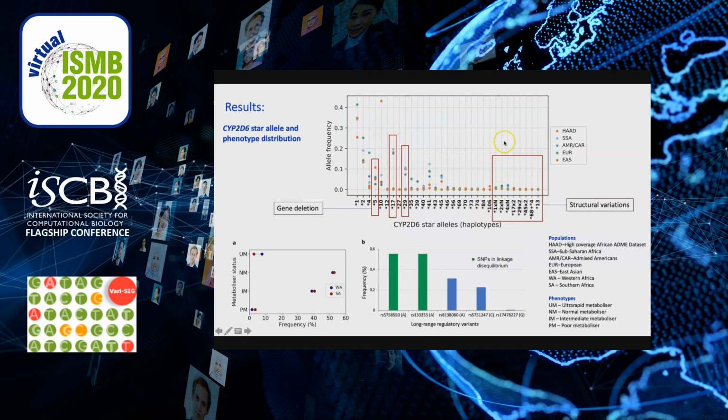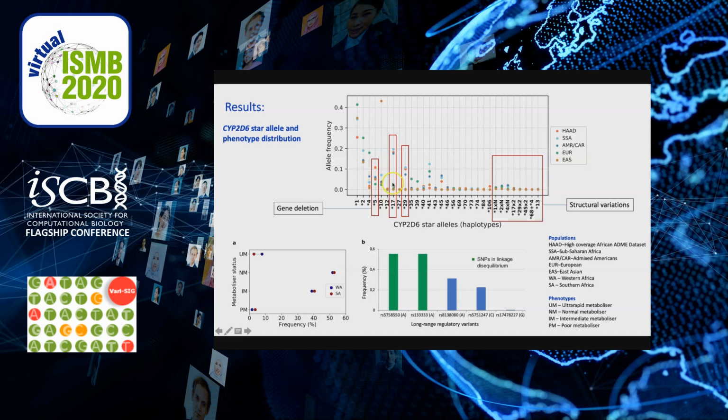So this is the distribution of the star alleles in our data set. So our data set is represented by the HAD in red here, and this is the High-coverage African ADME data set, and we compare that to other previous studies in sub-Saharan Africa and other global populations. So here I've highlighted the gene deletion, which is star5, and we see that there's a much higher frequency of star5 in African populations compared to other populations.